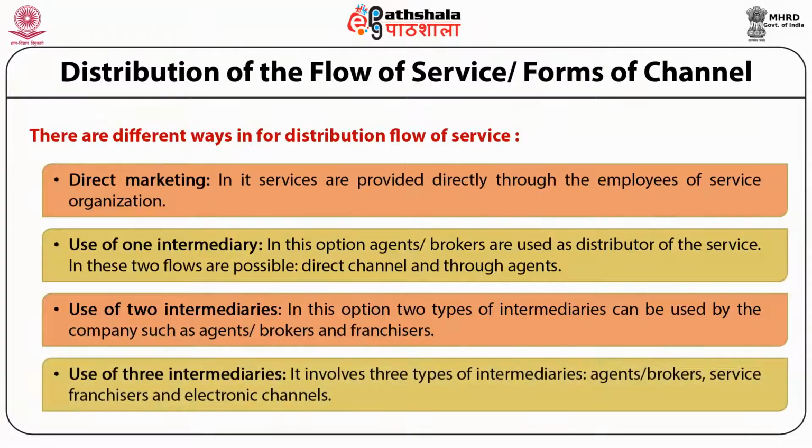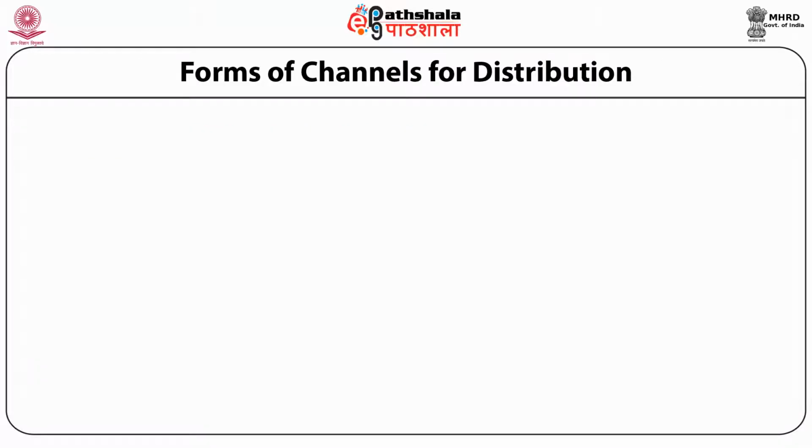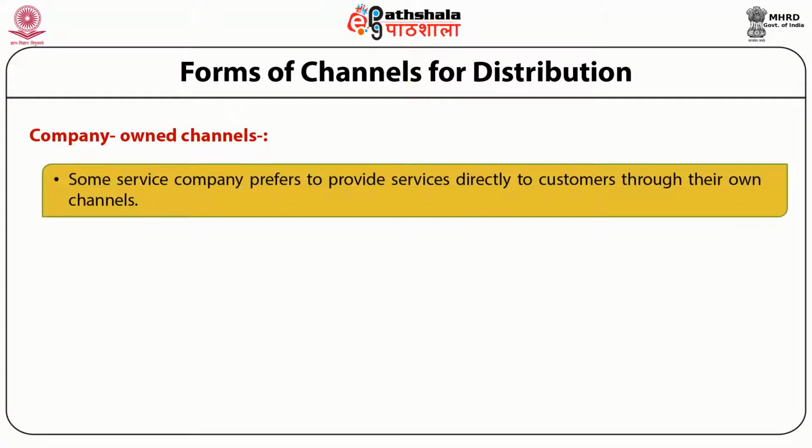Next is use of 3 intermediaries. It involves 3 types of intermediaries: agents, brokers, service franchisors, and electronic channels. 7 distribution flows are possible in this option. Forms of channel for distribution. First is company-owned channels. Some service companies prefer to provide services directly to customers through their own channels.